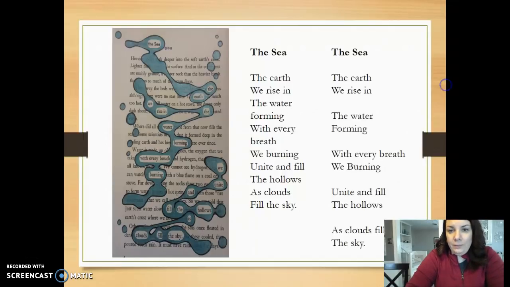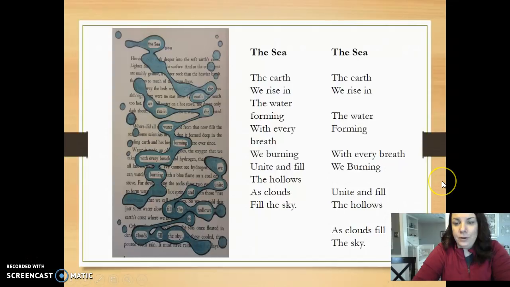And here's a second way. Notice the line breaks are different and the spacing is different. The sea, the earth we rise in, the water forming, with every breath we burning, unite and fill the hollows as clouds fill the sky. So here in this example, we have 1, 2, 3, 4, 5 stanzas with 2 lines each. Here we just have one long stanza. So the breaks can be up to you, the punctuation, capitalization, that's all up to you.